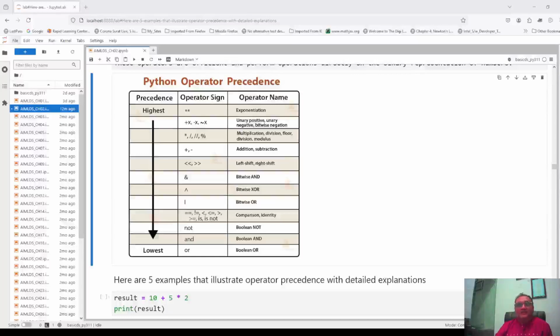Welcome to the 10th lecture of our second chapter in our comprehensive machine learning, data science, and AI course. Now, here we want to discuss operator precedence in Python.